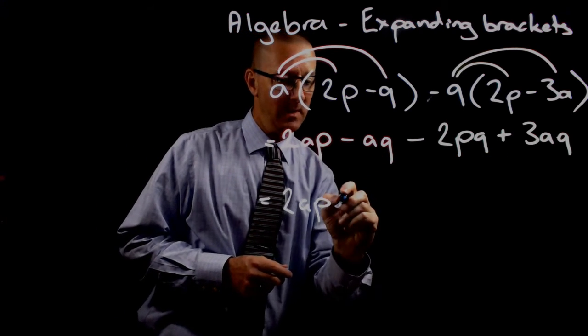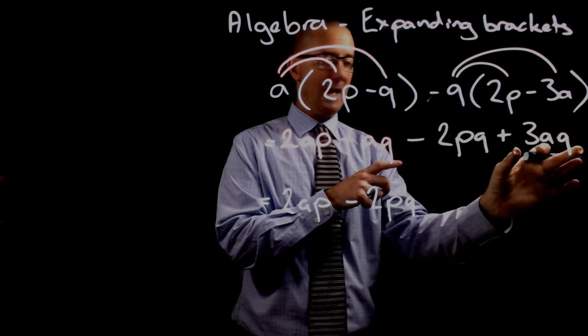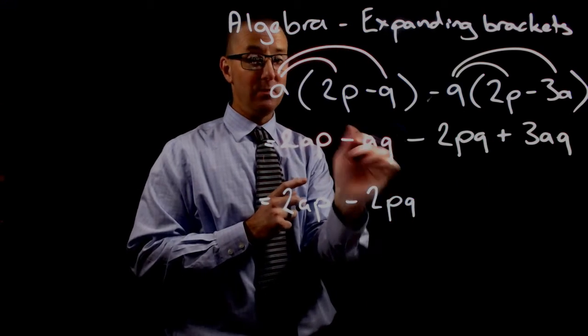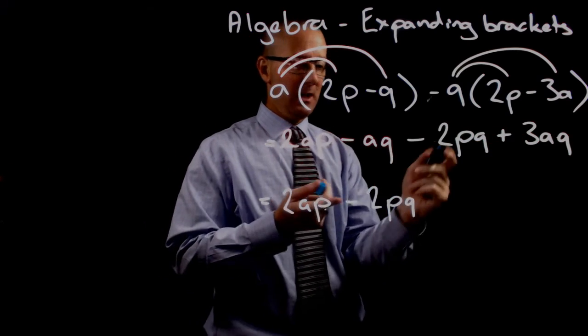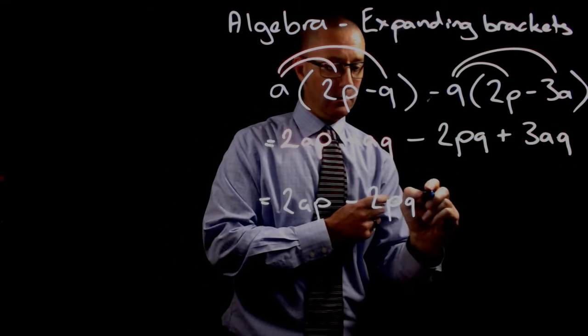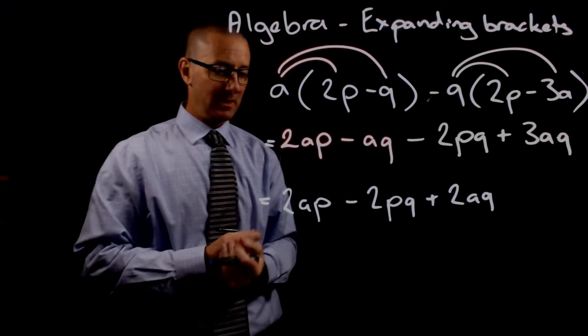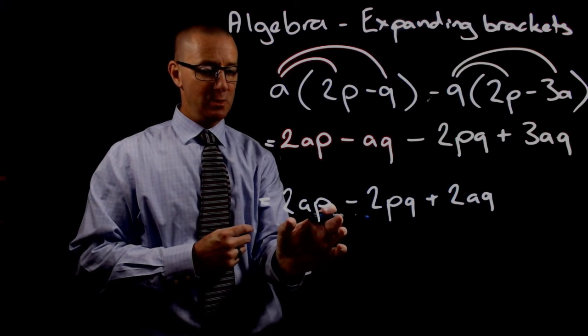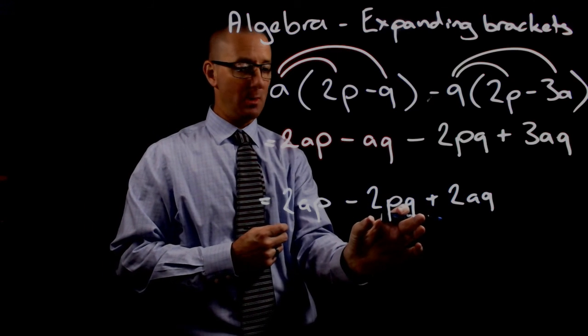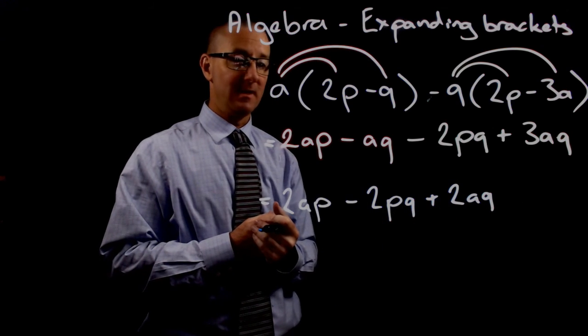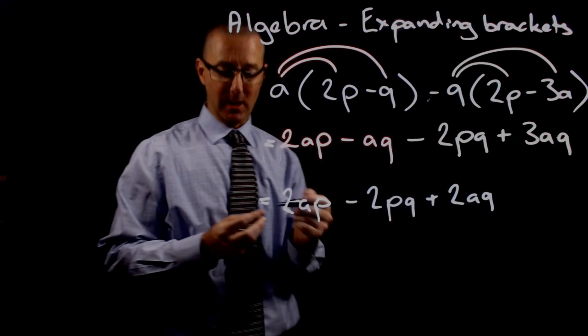Minus 2pq. And then we've got our grouped terms. We've got plus 3aq minus 1aq. You remember there's a 1 in front of this, or it's the equivalent of a 1. And so we're going to end up with 3aq minus aq, which is plus 2aq. That's going to give us our final answer. So we've got 2ap minus 2pq plus 2aq, and that's been expanded and then had the like terms grouped together.